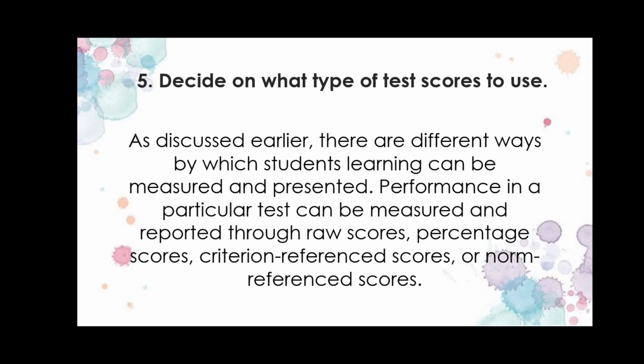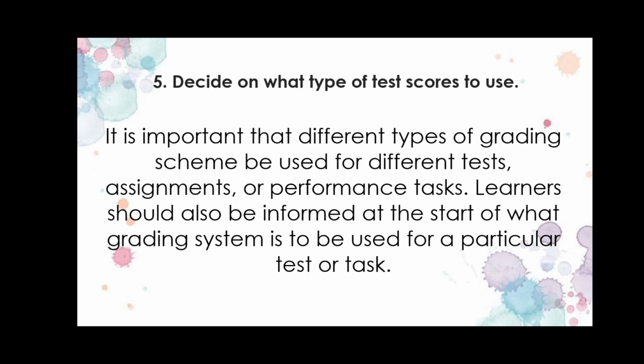Fifth, decide on what type of test scores to use. As discussed earlier, there are different ways by which students' learning can be measured and presented. Performance in a particular test can be measured and reported through raw scores, percentage scores, criterion reference scores, or norm reference scores. It is important that different types of grading schemes be used for different tests, assignments, or performance tasks.